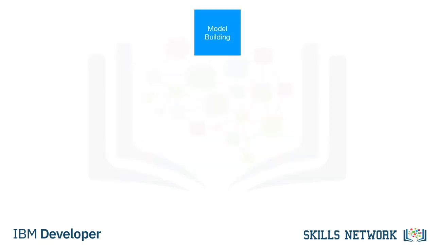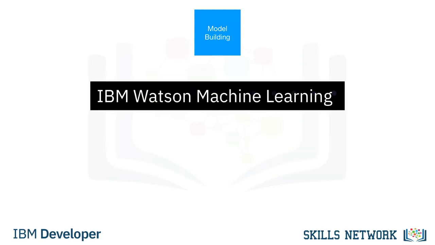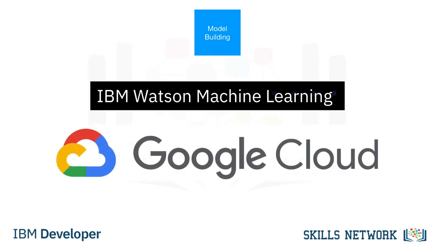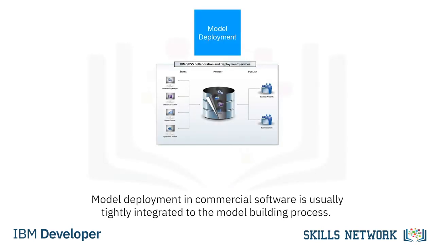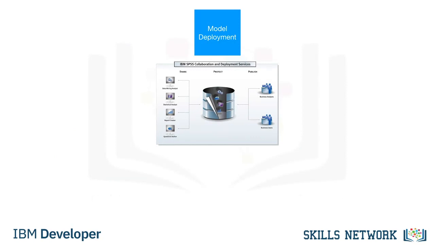Model building can be done using a service such as Watson Machine Learning. Watson Machine Learning can train and build models using various open source libraries. Google has a similar service on their cloud called AI Platform Training. Nearly every cloud provider has a solution for this task. Model deployment in commercial software is usually tightly integrated to the model building process. Here is an example of the SPSS collaboration and deployment services, which can be used to deploy any type of asset created by the SPSS software tools suite. The same holds for other vendors.